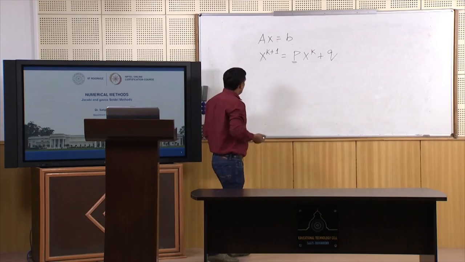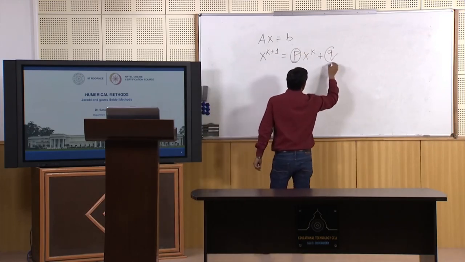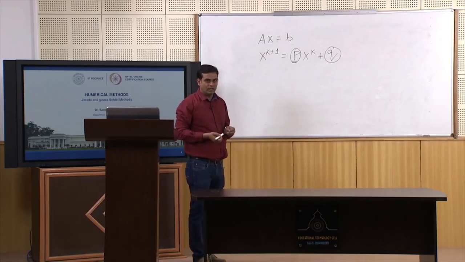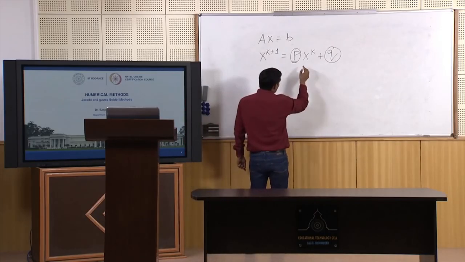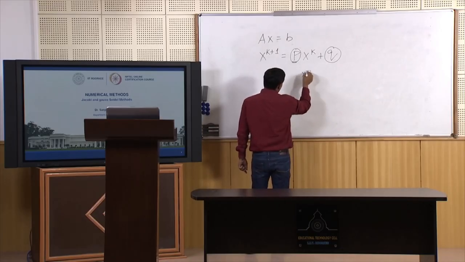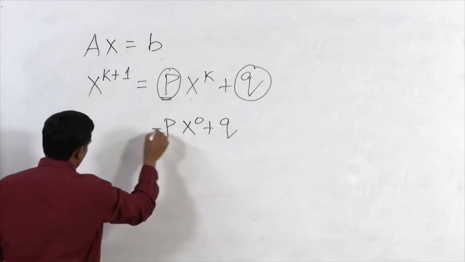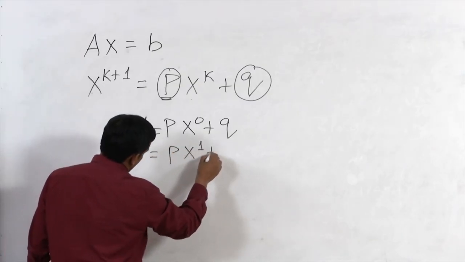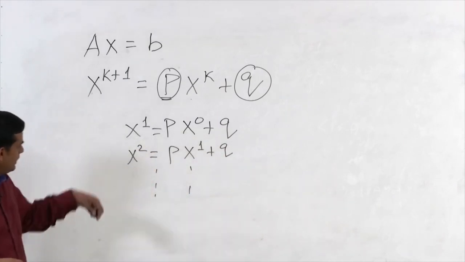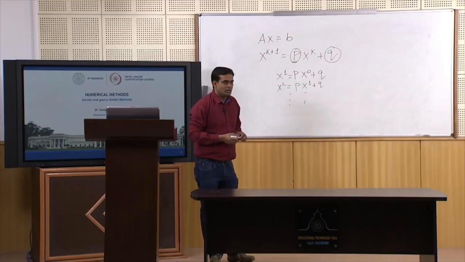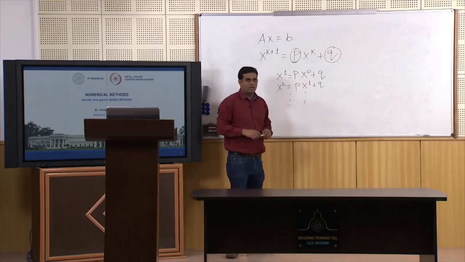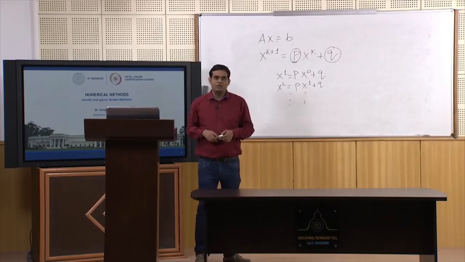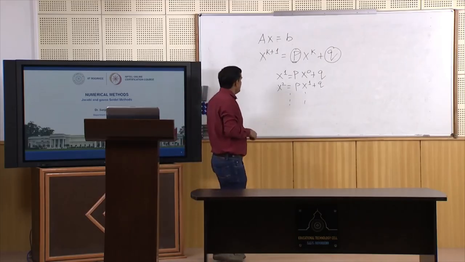Now, how to write this P and Q is the difference between the various methods coming under the category of iterative methods. As I told you, we start with an initial solution x naught. So, P x naught plus Q will give us x 1. Then in the second iteration, x 2 will be P x 1 plus Q and so on. In each iteration, we update our solution, with the assumption that the solution is going to converge to the exact solution. However, this is not always true. The solution may also diverge for a given iterative scheme.